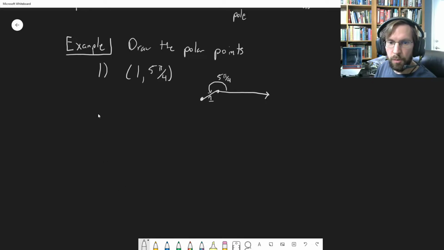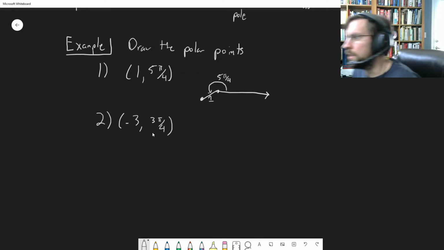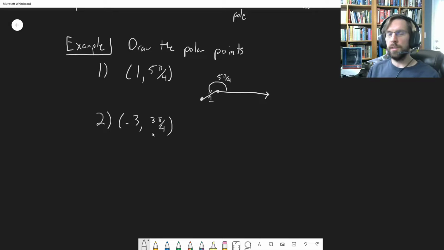Okay, but the way we've defined this, nothing we've said has told us that r has to be strictly positive. Okay, so let's try this. This is an important distinction and something that can be a little challenging to grasp the first time you see it. Okay, so we're going to go negative 3, 3 pi over 4.